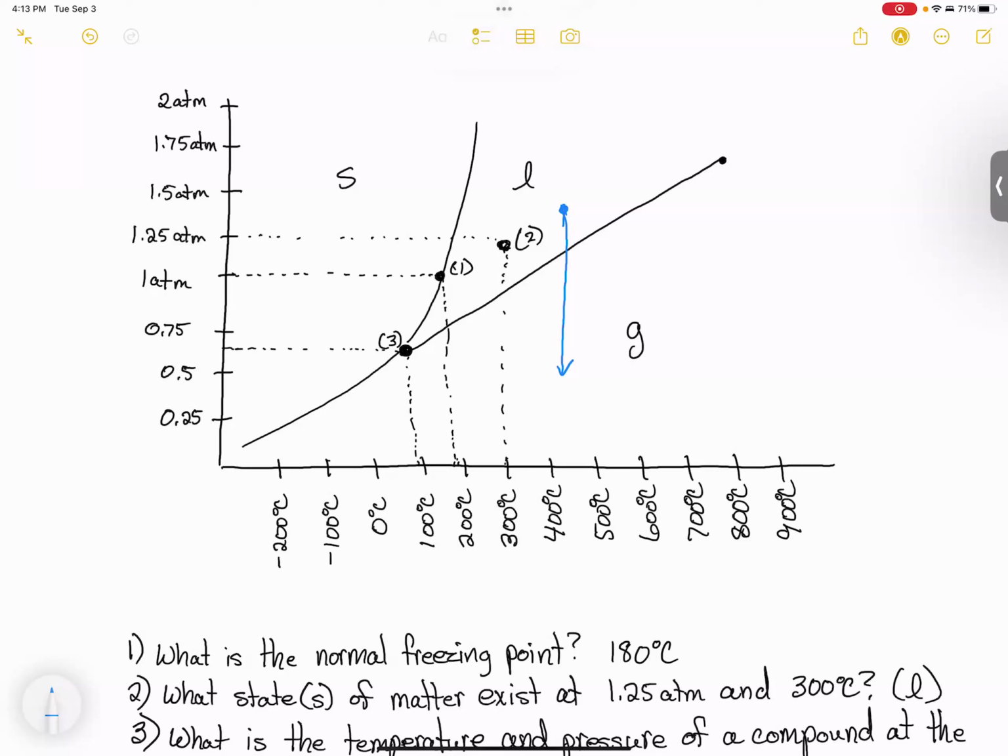Questions for me? But again, a phase diagram is a lot like the heating and cooling curve, except the heating and cooling curve is at a single pressure, whereas the phase diagram allows you to understand how temperature and pressure impact the state of matter of a substance.